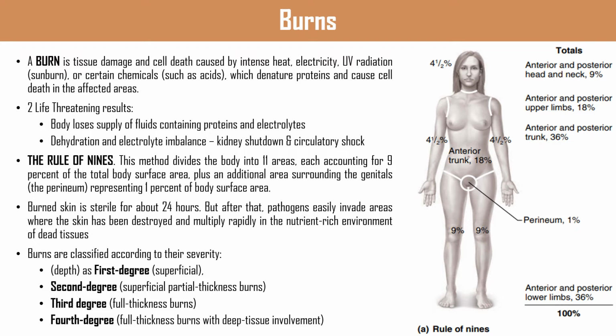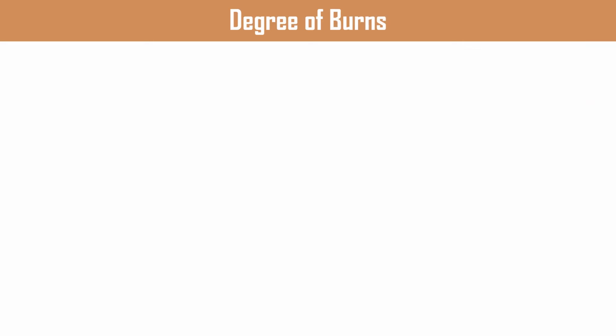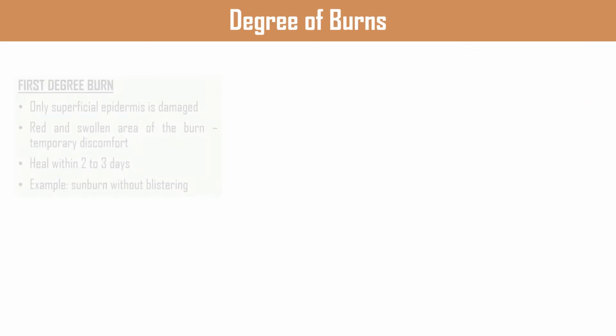Burns are classified according to their severity. First degree burns are superficial, they are not so deep. Second degree burns are superficial partial thickness burns. Third degree burns are also known as full thickness burns, and the fourth degree burn is the full thickness burn with deep tissue involvement. Let's look at the degrees of burn in detail.